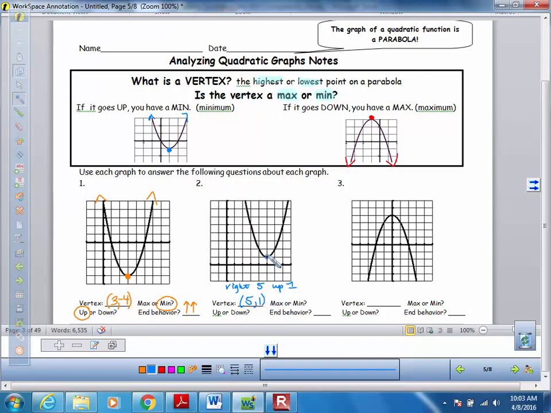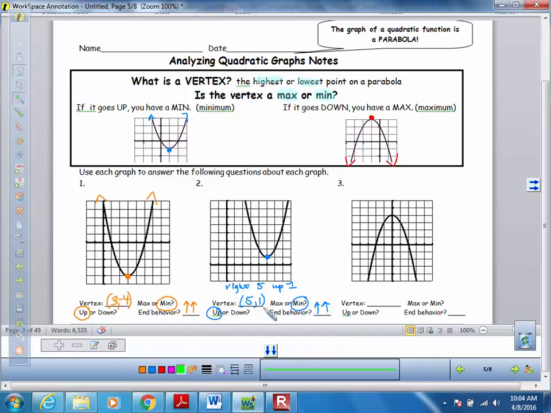Okay. Does this vertex have a max or a minimum value? A minimum value. Hope, does it go up or down? Up. Okay, and Courtney, what would its end behavior be here? It'd be up, up, right?